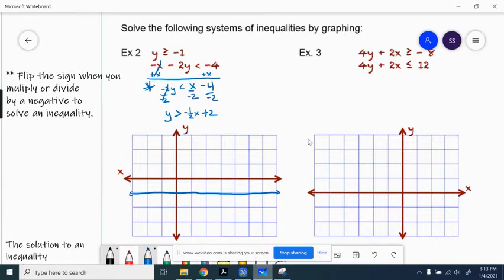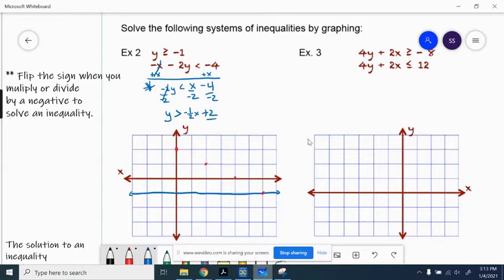Let's start at the y-intercept of positive 2. You know what, I'm going to go ahead and pick a different color here. I'm going to start at positive 2, and my slope is negative 1/2. So I'm going to go down 1 over 2, down 1 over 2, down 1 over 2.